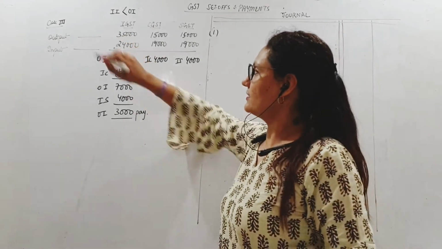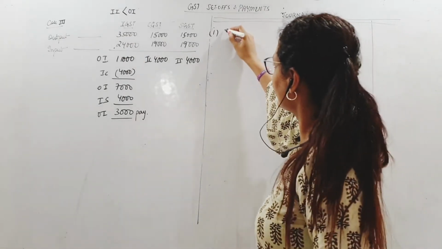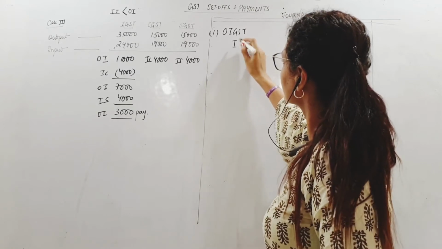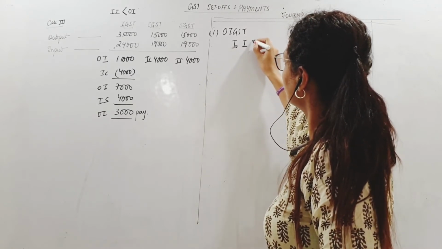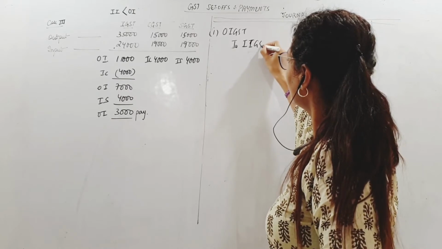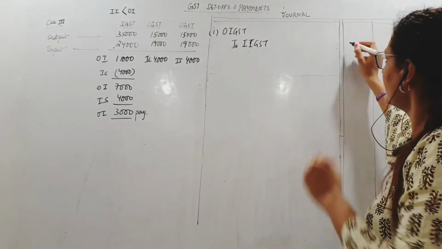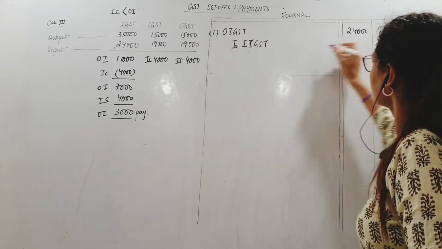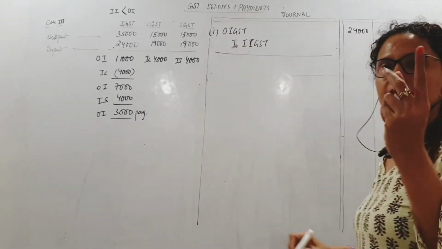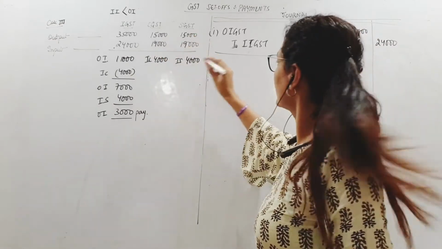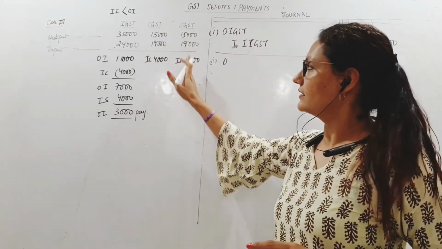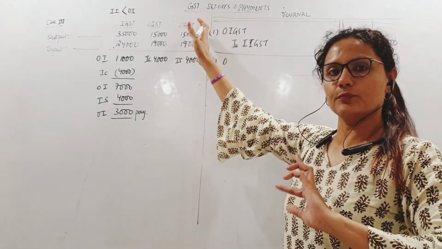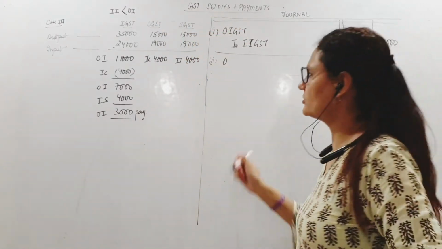First journal, of course, for this. Yes. So we write off output IGST against input IGST. How much did we write off? 24,000. So 24,000 written off. Pehla. Second step, this one, setting off this CGST input against output, SGST input against output, and we can have a merged entry for this.